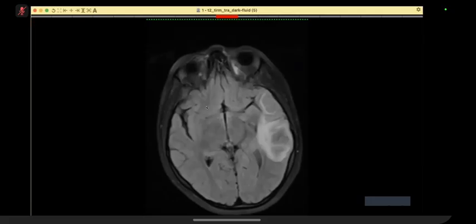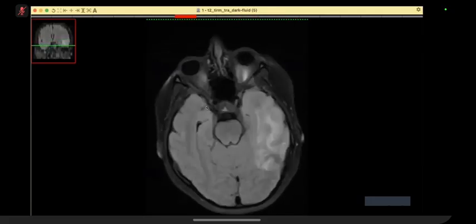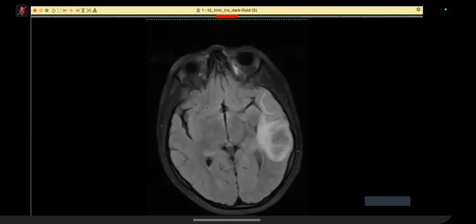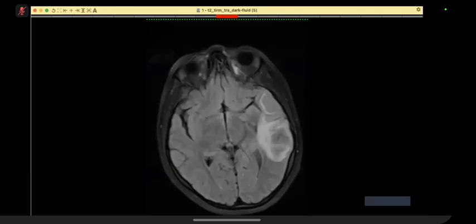So I'm trying to assess what it could be. On the FLAIR hyperintensity, this could indicate localized edema in this patient, or a gliosis, or this could also be acute hemorrhage as well. So I would like to correlate with the other sequences. Which sequence do you want to see? I would like to look at T2 images and diffusion images.